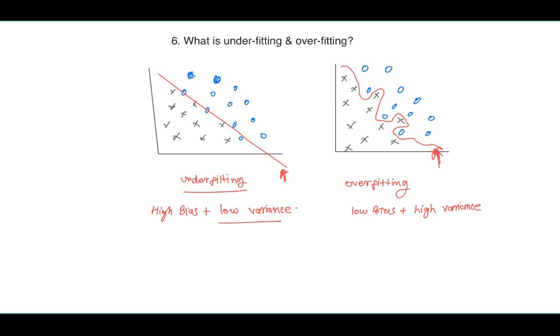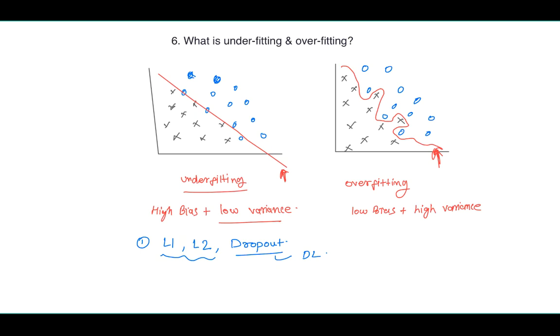Now the question comes, how can you tackle this underfitting and overfitting. There are many ways to tackle underfitting and overfitting. Those ways are that you can use L1 regularization or L2 regularization. Otherwise you can also use dropout. Dropout is mostly used in deep learning, but L1 and L2 regularizations are used in classical machine learning as well as in deep learning.